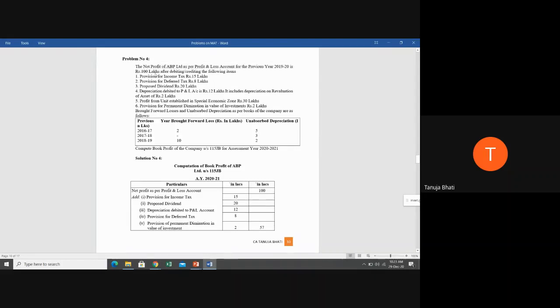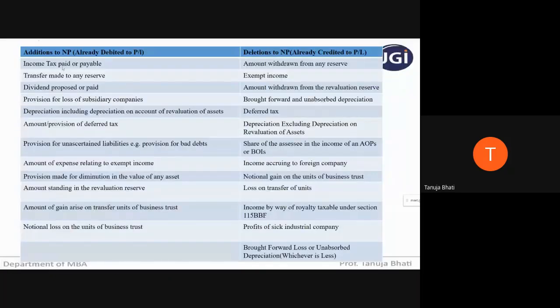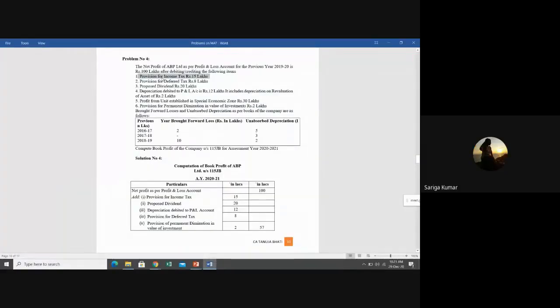So now we'll keep on discussing one by one whether a particular item has to be added to the net profit or deleted from the net profit. Provision for income tax, students. Should it be added to the net profit or minused from the net profit? Provision for income tax. Students, income tax paid or payable includes all provisions as well. So you have to add it to the net profit in order to arrive at the book profit. Next, provision for deferred tax. All kinds of provision relating to tax have to be added to the book profit. Therefore, you will add it to the book profit.